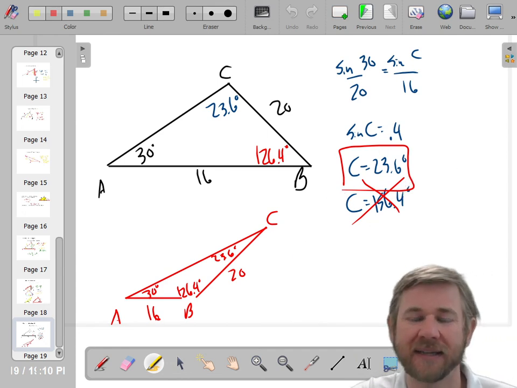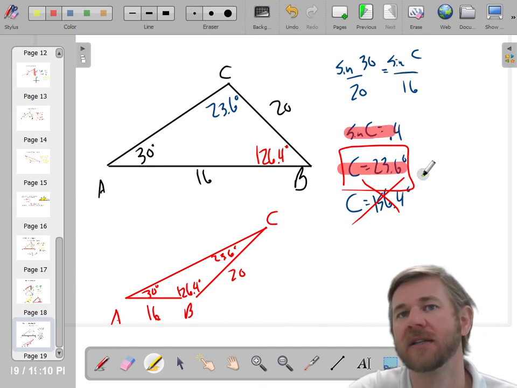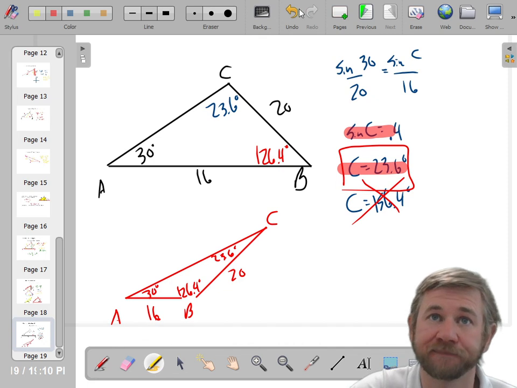The algebra is usually pretty clear. It's sketching it that can sometimes be harder to figure out. But you always do the same thing. You find the inverse sine to get the angle, and then you check the supplement.